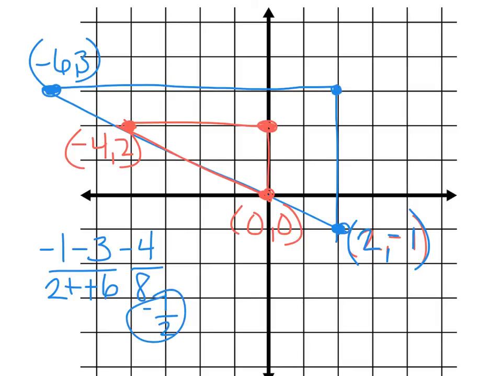Alright? Now, the other one, I'm going to have 0, 0 on both. Oh, there I go again, not changing my colors. 0 minus 2 and 0 minus negative 4, plus. So it looks like I have negative 2 over 4, which is the same thing, negative 1/2.